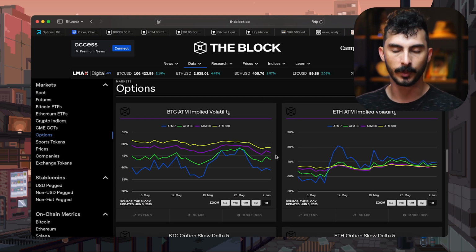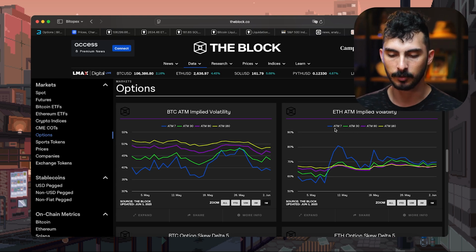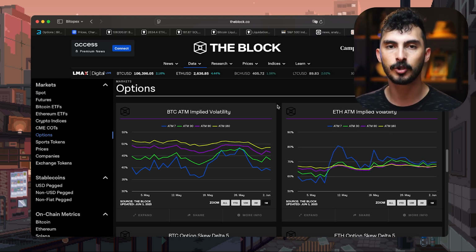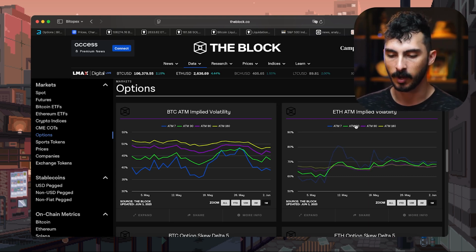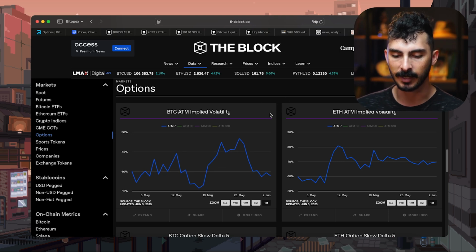Then we switch to what actually matters for me, which is the implied volatility. Here on the implied volatility, you have a lot to choose from: at the money 7, 30, 90, and 180. Usually because we do 0 DTEs, the 7 is the only thing that matters to us. So you can just click on the 7 and use that instead.